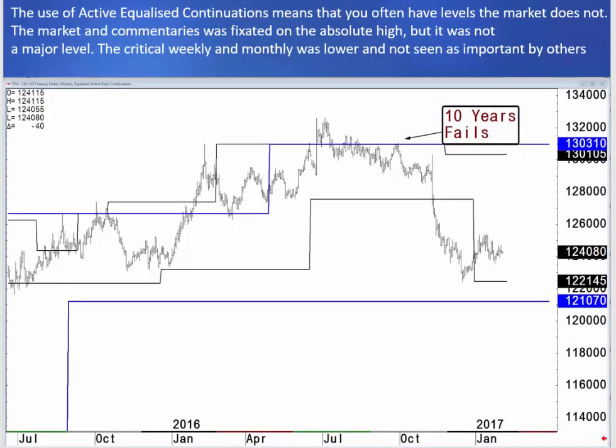The use of active equalized continuations means that you often have levels the market does not. The market and commentaries are fixated on the absolute high on this chart, but it was not a major level. The critical weekly and monthly was lower and was not seen as important to others. So the market went up to what I had as a very, very powerful level. The market didn't know it was there, and that was the top.